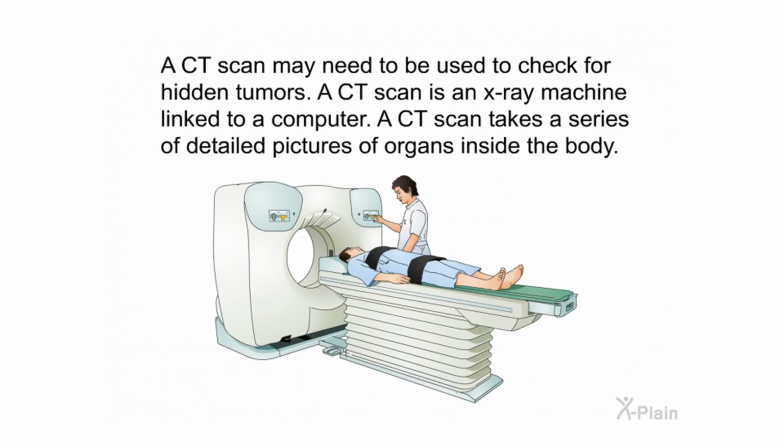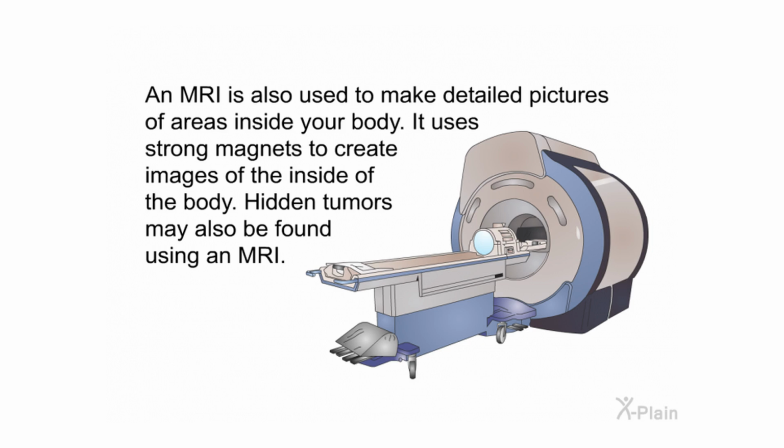A CT scan may need to be used to check for hidden tumors. A CT scan is an X-ray machine linked to a computer. A CT scan takes a series of detailed pictures of organs inside the body. An MRI is also used to make detailed pictures of areas inside your body. It uses strong magnets to create images of the inside of the body. Hidden tumors may also be found using an MRI.